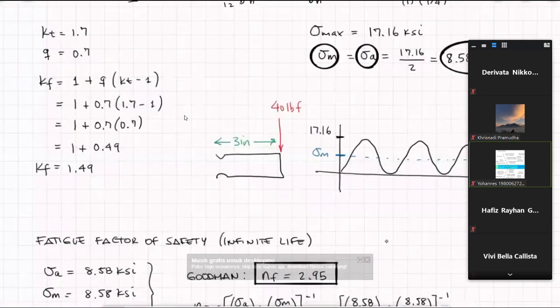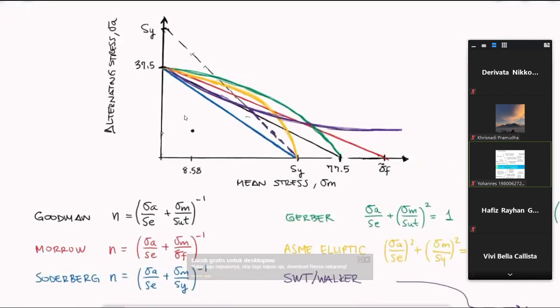Looking back at the fluctuating stress diagram with the different criteria, it makes sense that the Gerber value for the factor of safety is slightly higher.